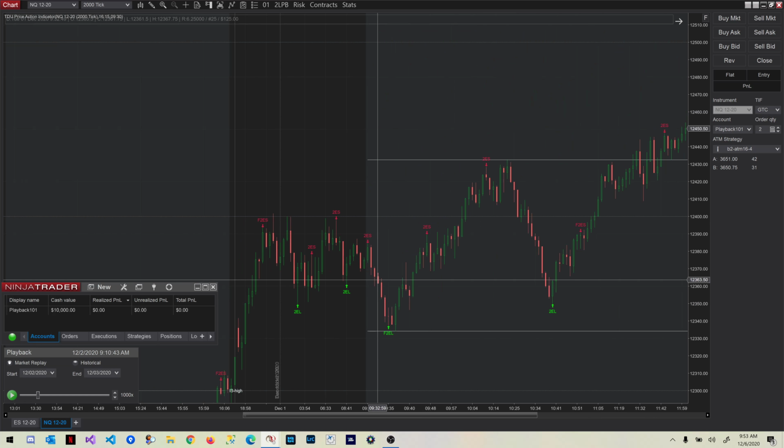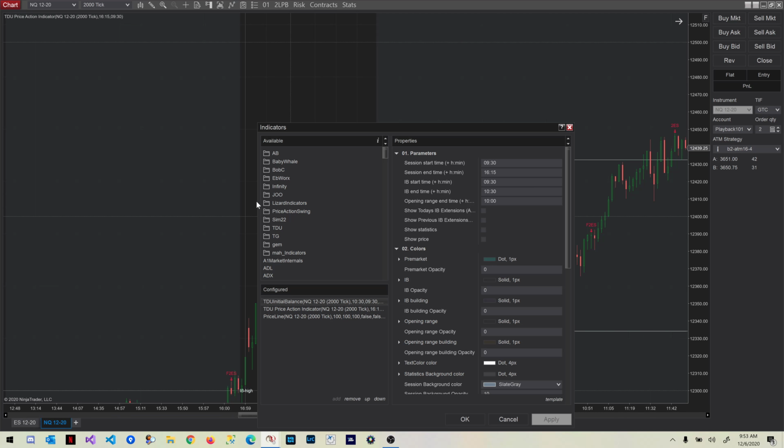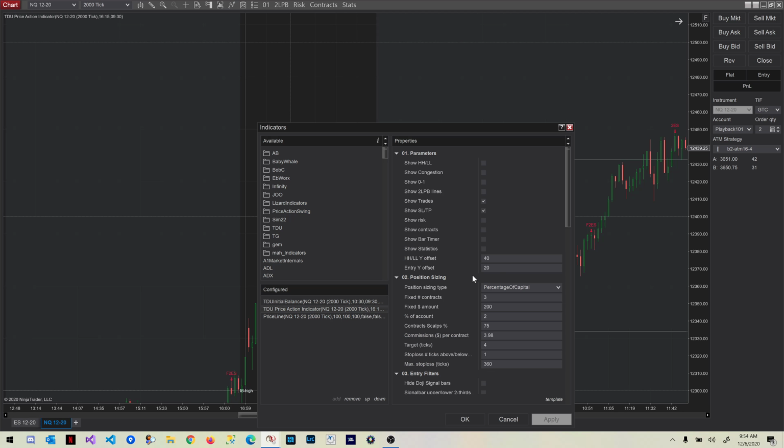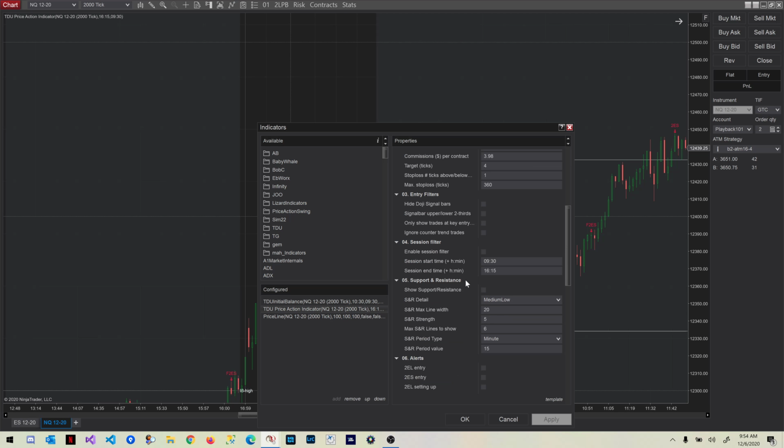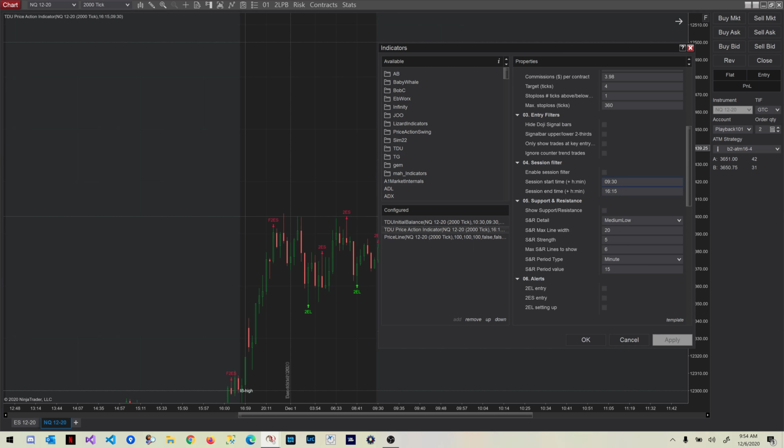Another question I had is what is the session filter doing? So if you go back to the indicator settings, you can see a session filter in here. And basically what it does is very simple. It allows you to filter out any entries which are not in the trading session. So you can define your trading session here. In this case, it's from the open to the close. Any trades before or after these times will not be shown.